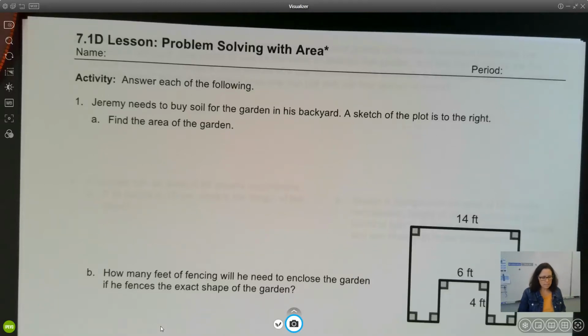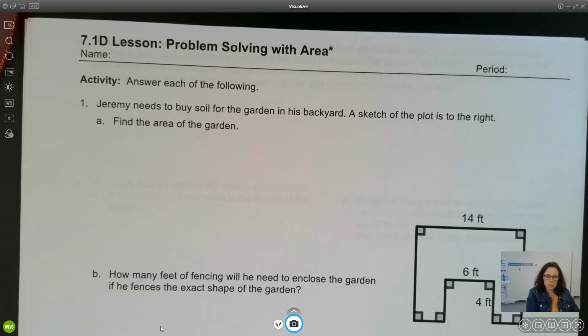All right, 7.1D lesson, we're problem solving with area. So we're using the area knowledge that we gained from the last couple lessons and now applying these to some irregular shapes that are kind of coupled with some word problems.